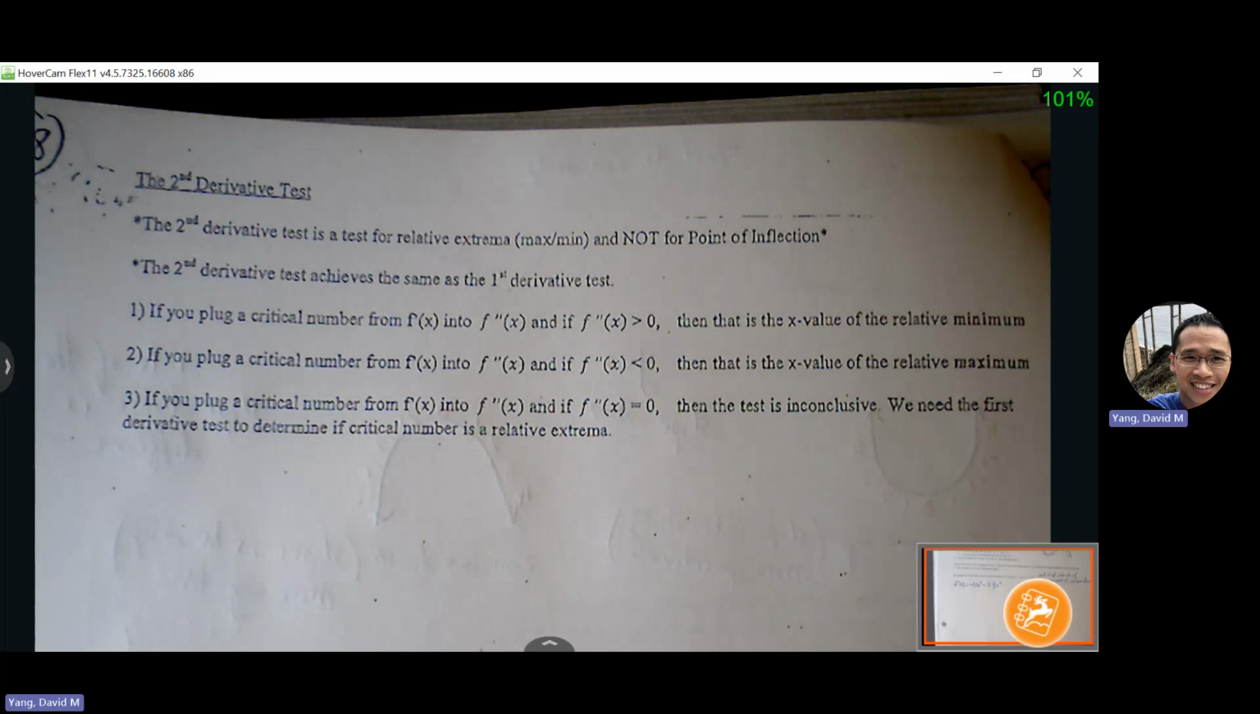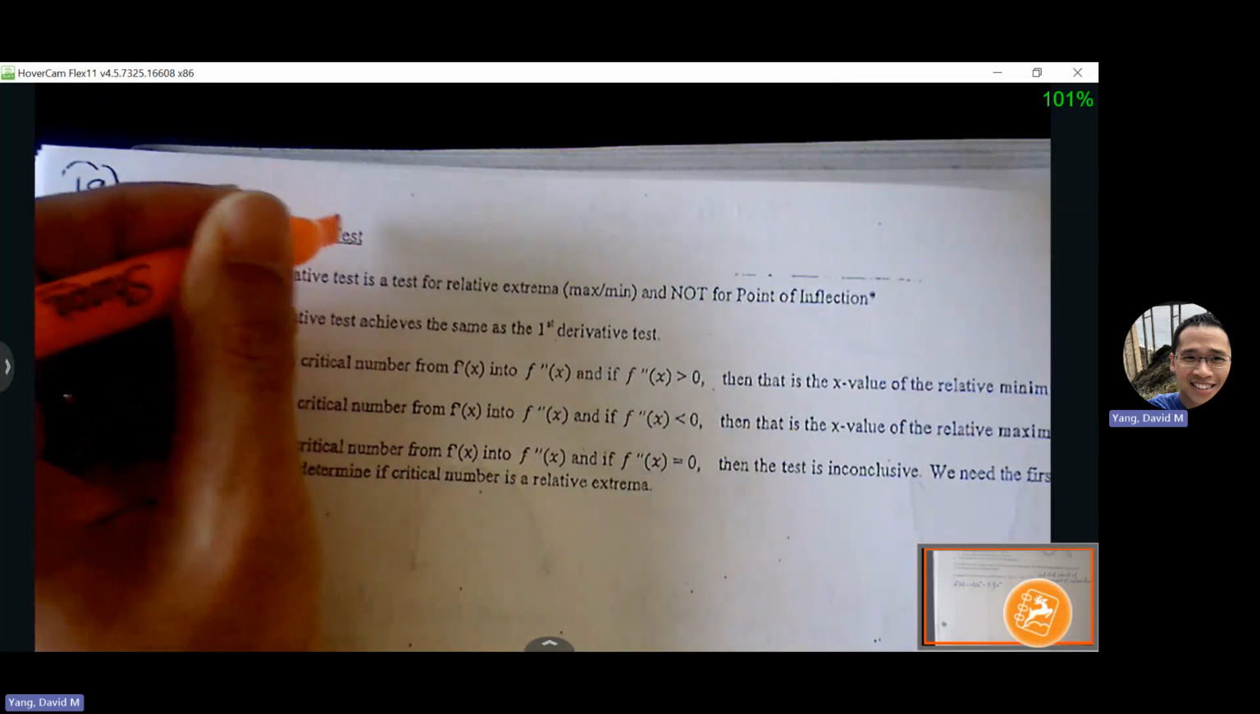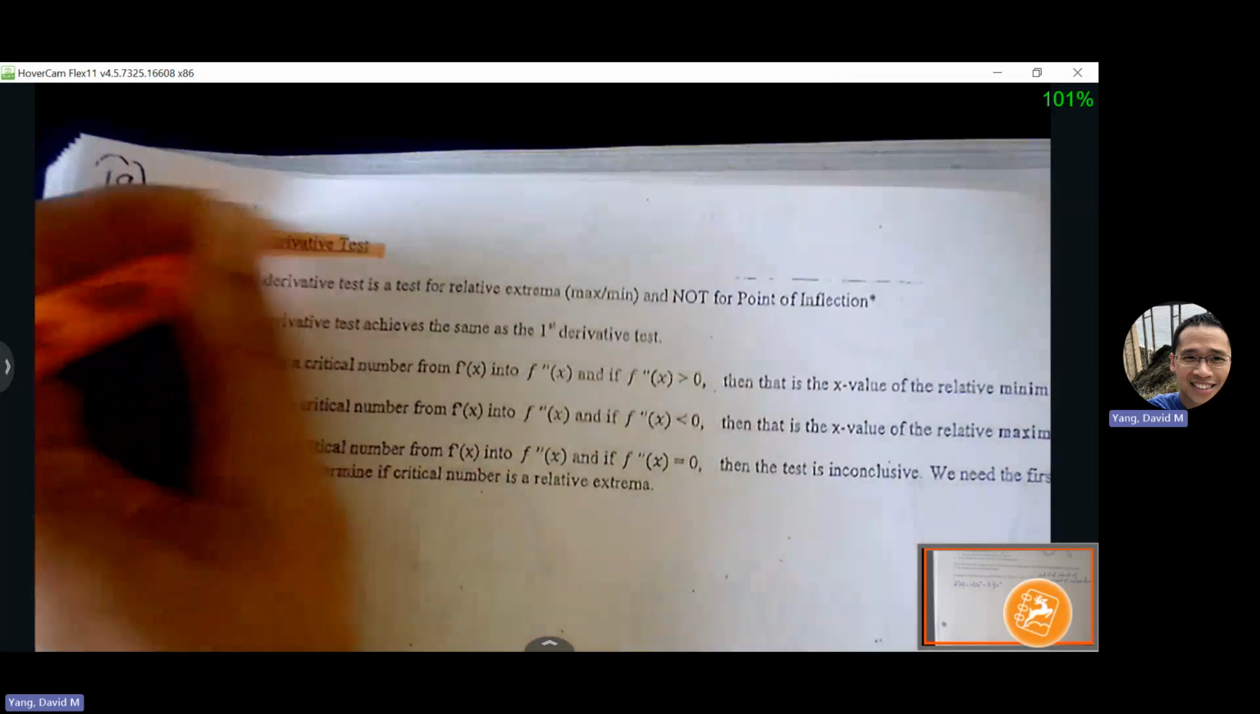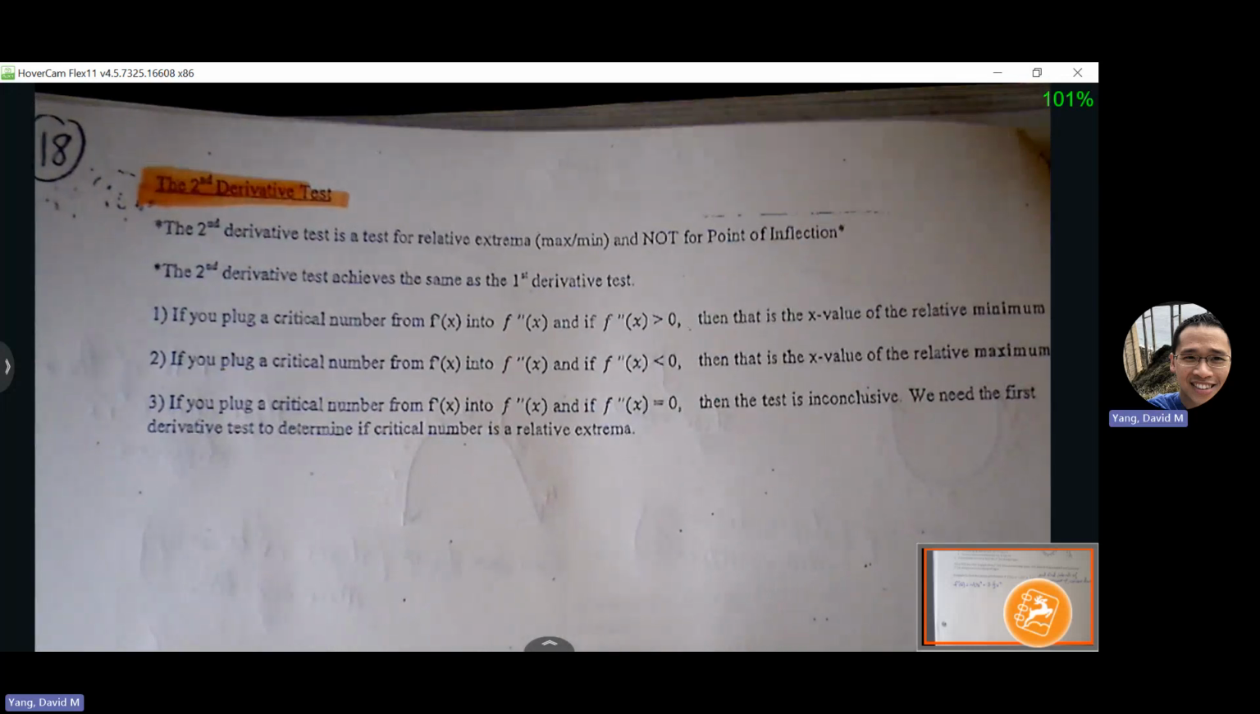Now, there's one more here. This one is called the second derivative test. And this feels strange because it feels like what we just did should be called the second derivative test, but that's not the name that we have. The second derivative test is a special test that we don't use as much, but it is important because it is part of what can show up on the AP exam.